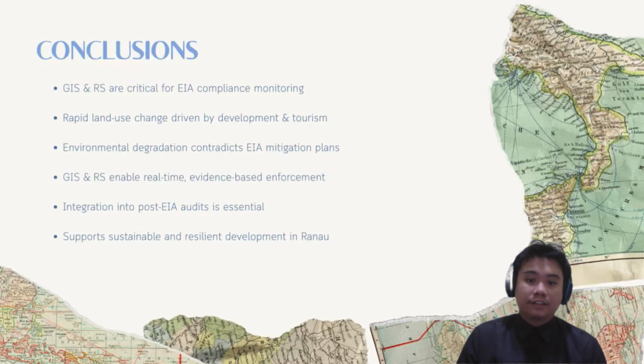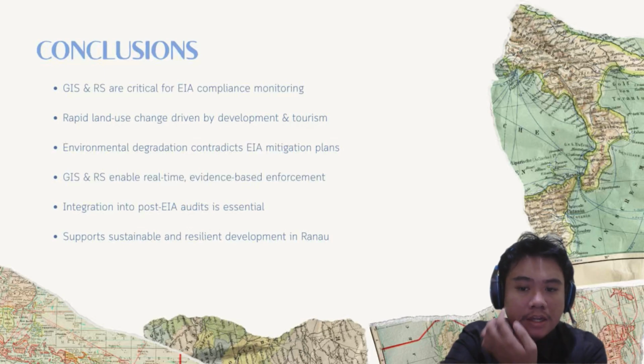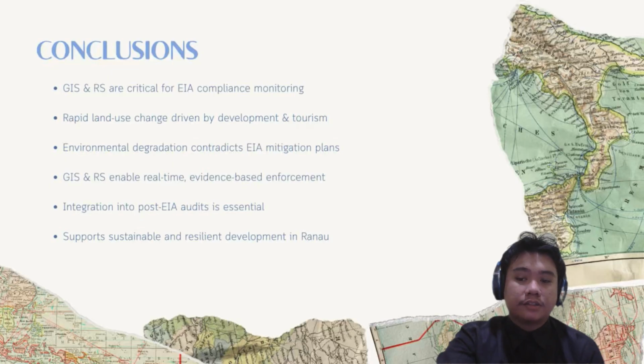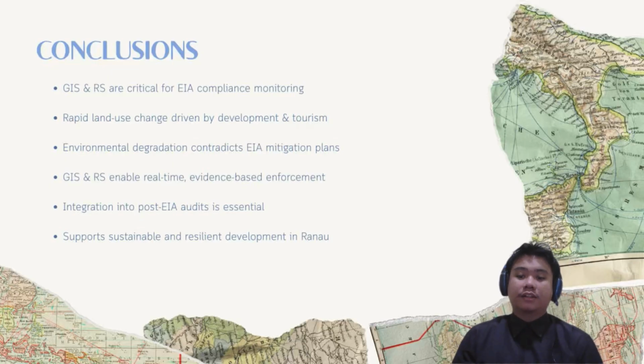So GIS and remote sensing overcome the limitation of continuous and real-time objective data, allowing authorities to detect illegal land clearing and enforce EIA boundaries more effectively. So integrating these tools into post-EIA audits alongside proper soil conservation and riparian buffer protection is essential to ensure sustainable and responsible development in Sabah Highland areas.